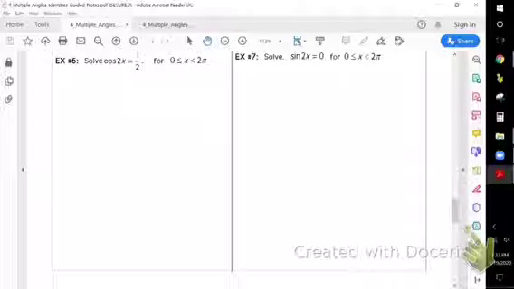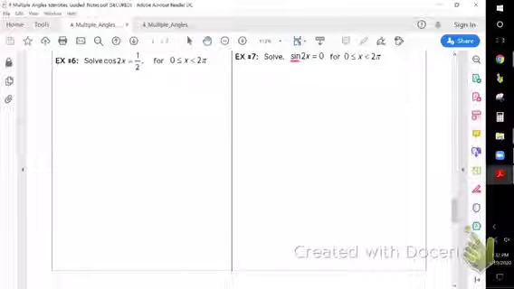Okay, example 7. It wants us to solve sine of 2x equals 0, where x is equal to or between 0 up to 2 pi. Alright, so we're going to do this one a lot like example 6. We're going to find where sine of 2x is equal to 0 in general, and then we're going to become more specific using our table to help us, okay?